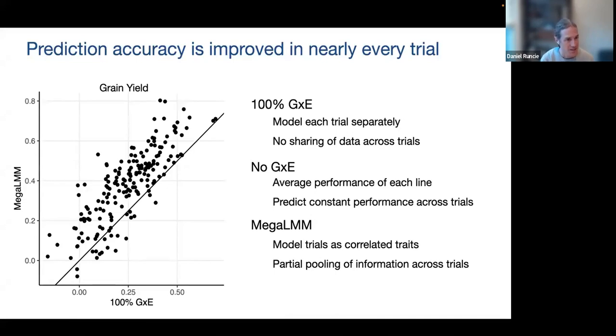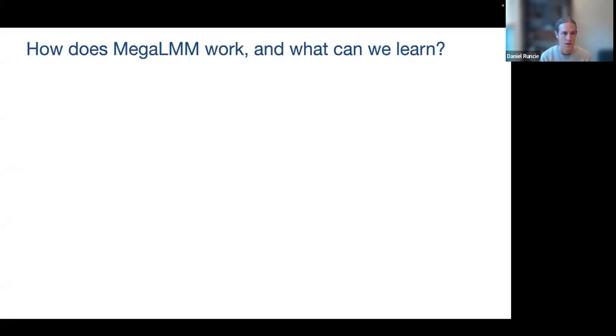A 20 to 30% increase in accuracy, compared to partitioning data by trial, is like doubling the size of the trial in terms of the number of plots that you've grown. So it's a pretty significant improvement by using a model that's flexible enough to incorporate all of the data at once and try to use that effectively. That shows that MegaLMM is effective.